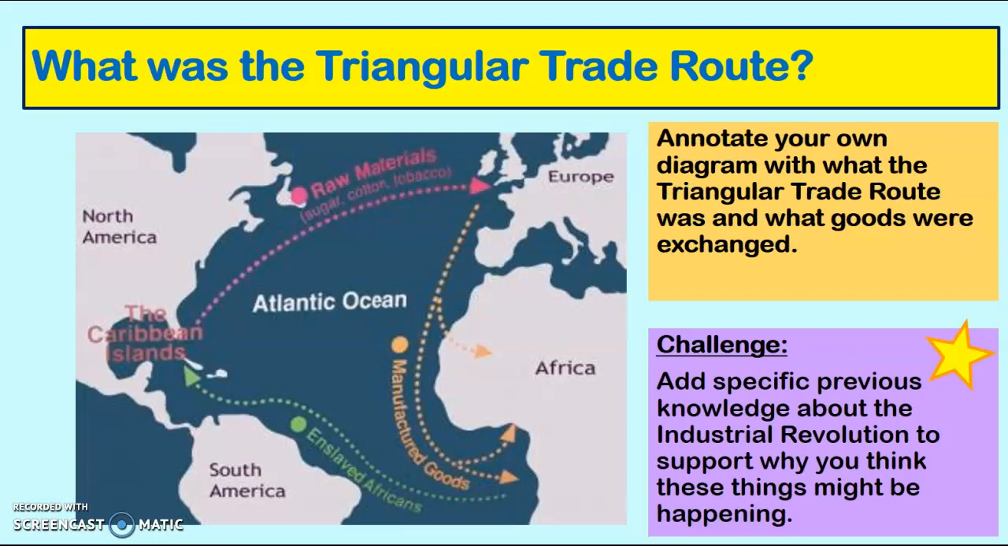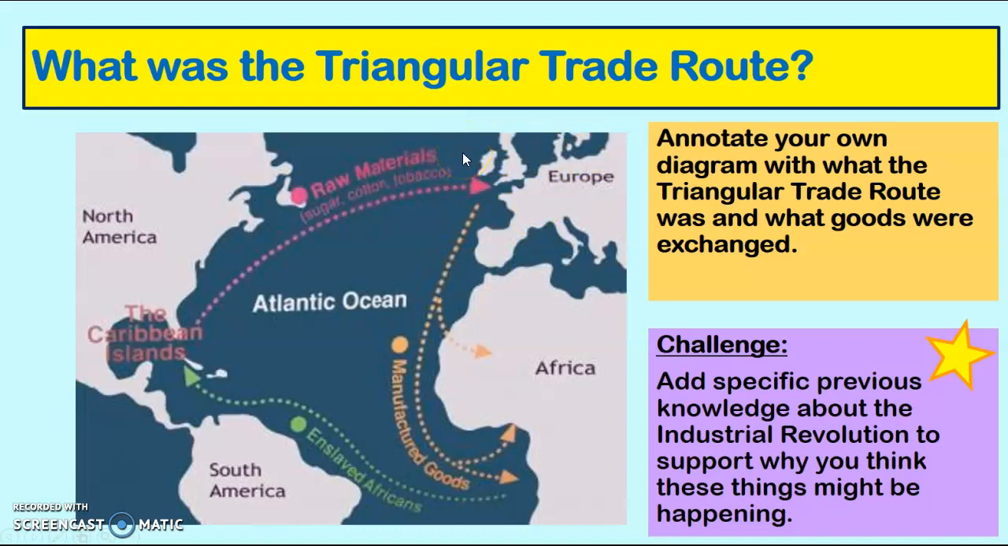So hopefully you have your outline of the triangular trade route. I'm going to talk you through it now, and I want you to add descriptions to your diagram. You could also add dual coding of pictures to be able to show what it is that you are talking about. So the triangular trade route starts off in Europe.